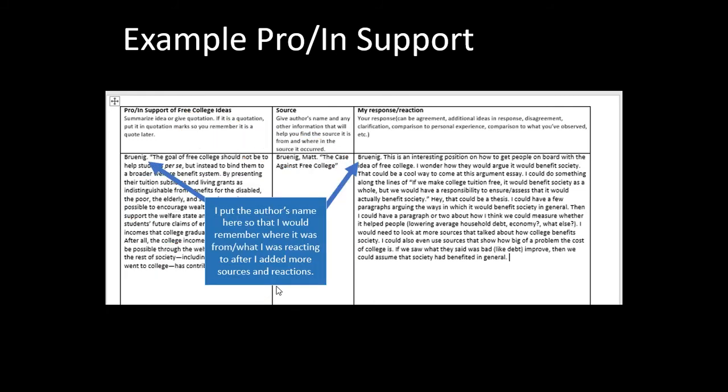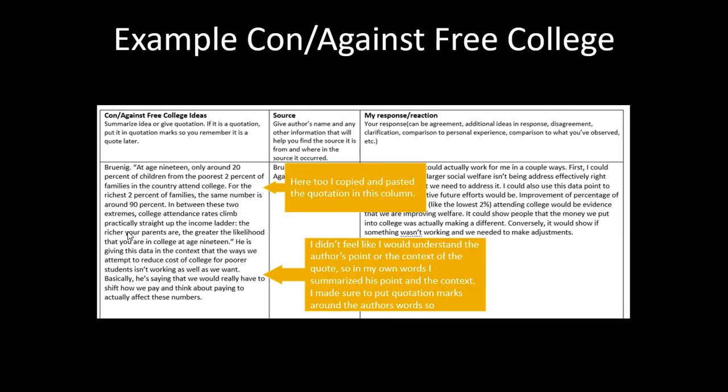Okay, so one thing I want you to notice is in the middle column, I did point out which source it was, but I also pointed it out in the other two columns. I put the author's name attached to the paragraph because as I keep adding more stuff in the column, in case the spacing gets off or something, I want to remember that this idea is attached to this article and to this quote. So this is to help me stay organized as I go on.